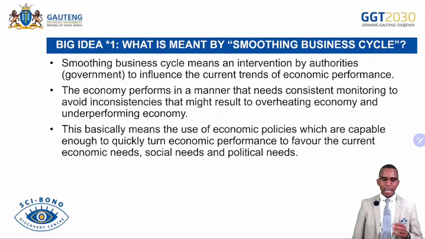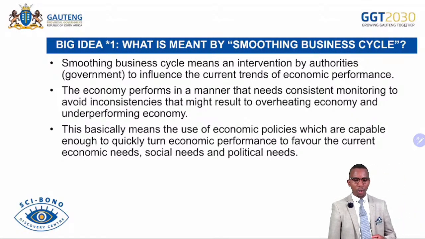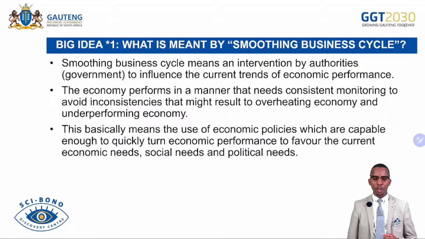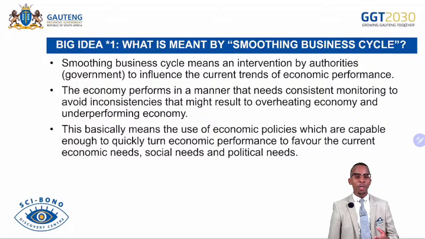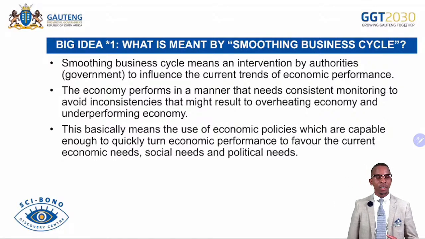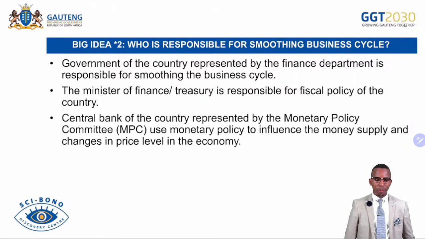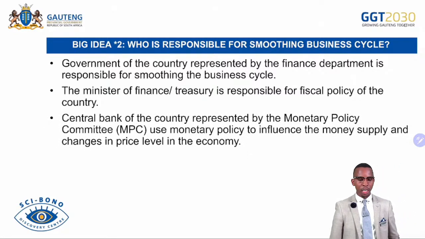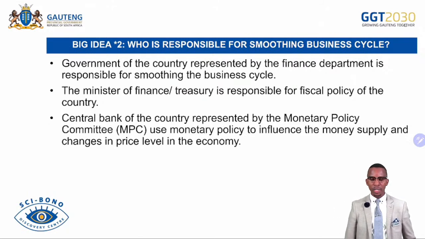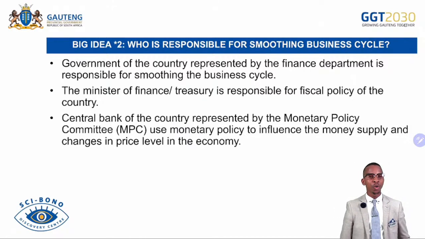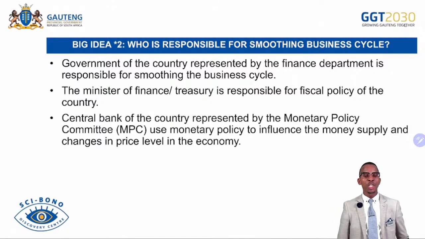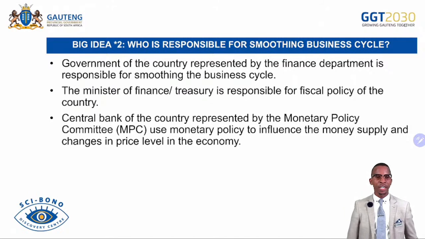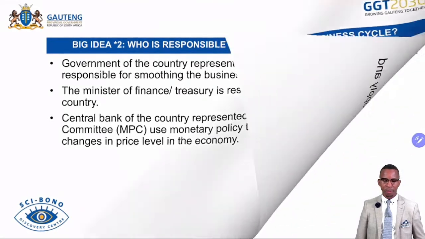Basically, this means the use of economic policies which are capable enough to quickly turn economic performance in favor of current economic needs, social needs, and political needs. Remember, as we are dealing with the economy, we look at different needs. And then the central bank of the country, represented by the Monetary Policy Committee, uses monetary policy to influence the money supply and changes in the price level in the economy. So it is very important to ensure that the money supply is well monitored and also that the inflation rate is kept within the target range.